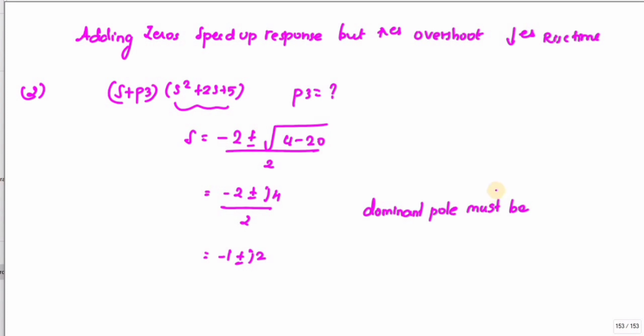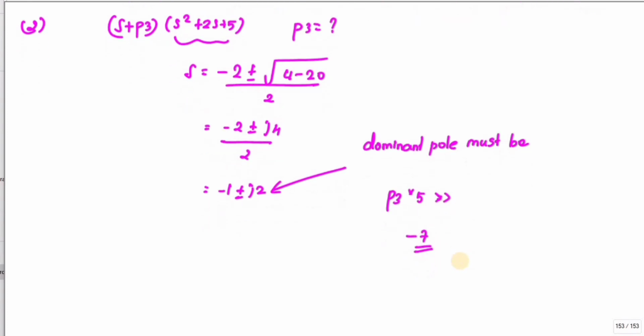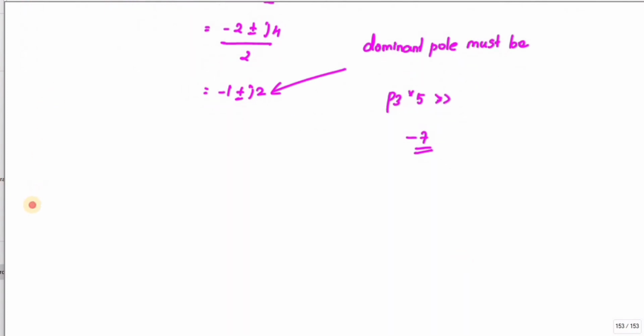So here the dominant pole must be this one, right? Because it starts from minus 1. So it may be less than minus 1 or it may be greater than minus 1. But it must be a dominant pole. So P3 must be 5 times greater than the dominant pole. So by referring to the options, it has to be 5 times the dominant pole, means it should be greater than minus 5. So the answer is minus 7 from the options.